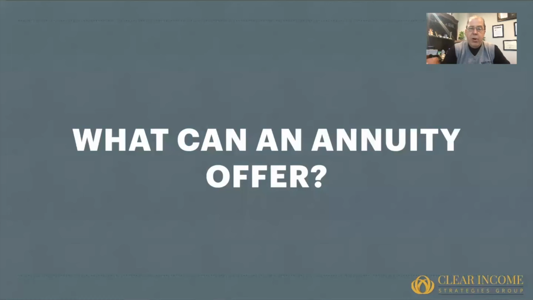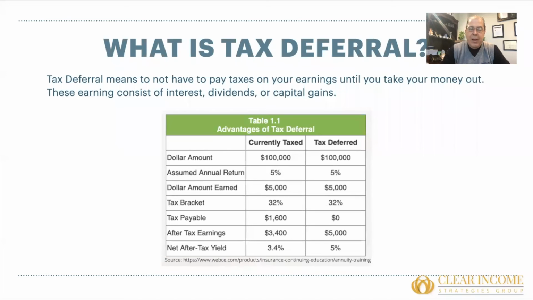So what can an annuity offer that a CD can't? I mean, what can these things do? Again, tax deferral. I'm beating the horse on tax deferral today because it means you don't have to pay taxes on your earnings until you actually take your money out. I mean, these earnings consist of interest, dividends, capital gains.